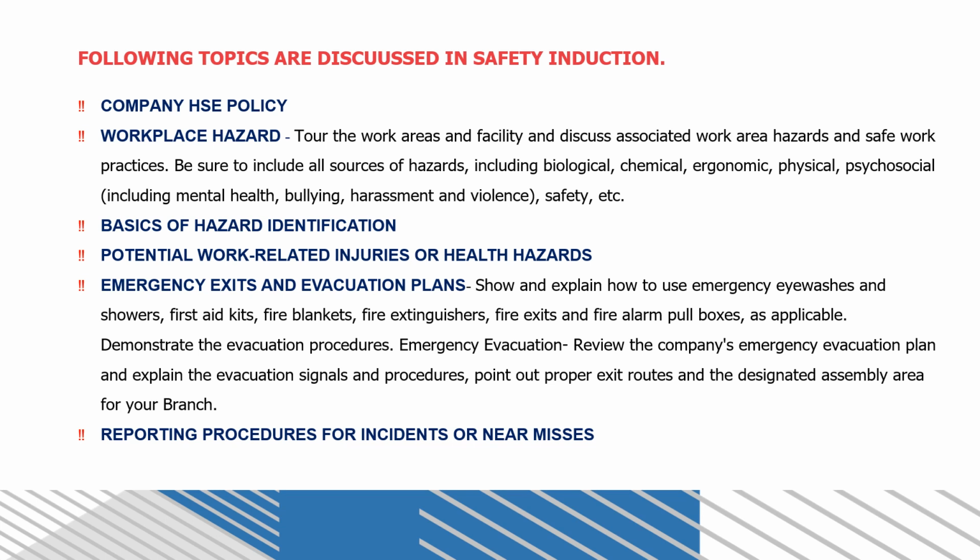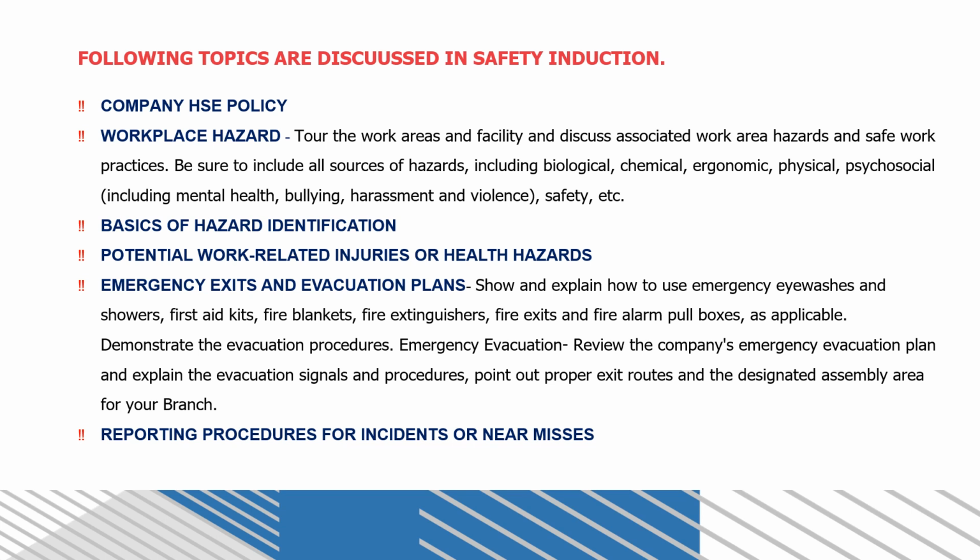And number three is the basics of hazard identification. What are the basic things for hazard identification to identify the hazards in the work area? The potential work-related injuries or ill health hazards. So what work-related injuries might happen and in earlier days happened, we discuss the case studies in short and in brief actually to make them aware.